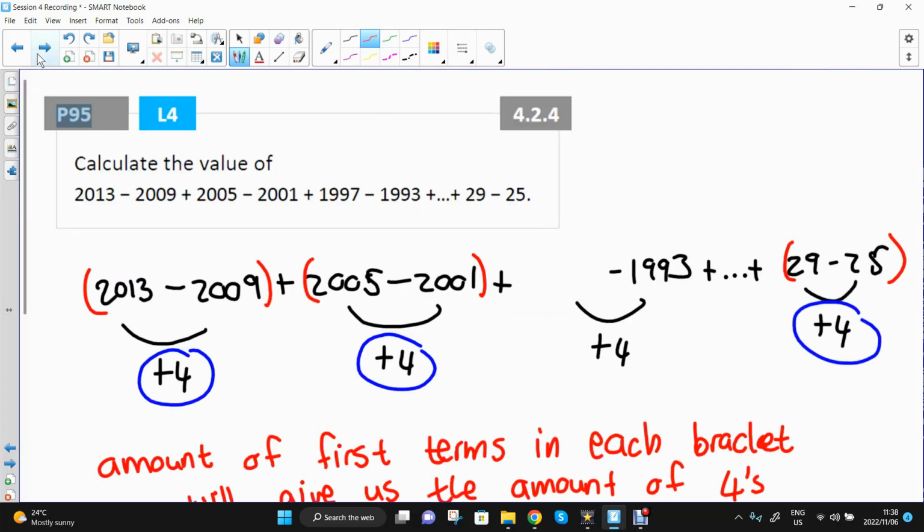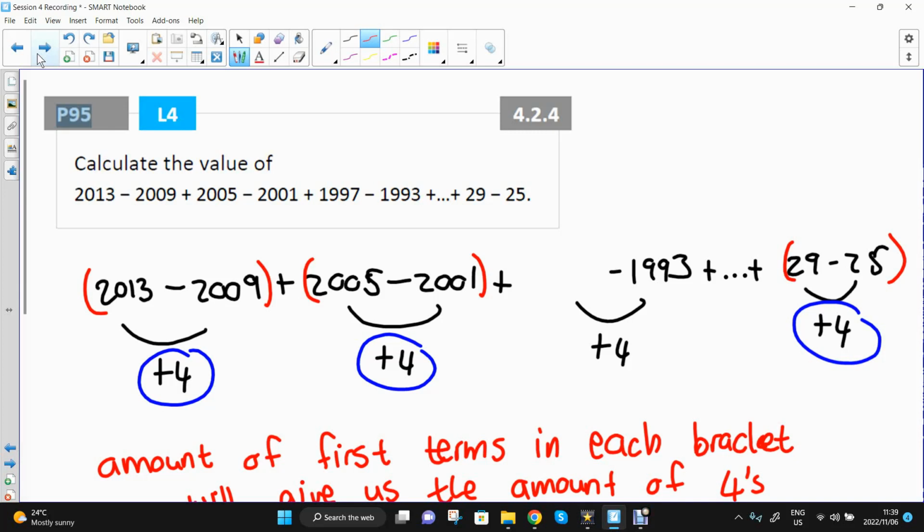Calculate the value of the following, and we've got some kind of sequence happening there, and you can see that we are first subtracting, then adding, then subtracting. And sure, looking at that at first, it might seem a bit impossible to do, but if you stay calm and breathe, you can actually see that there is something happening here. 2013 minus 2009 is going to give you 4 as an answer. And the same with the next and the same with the next.